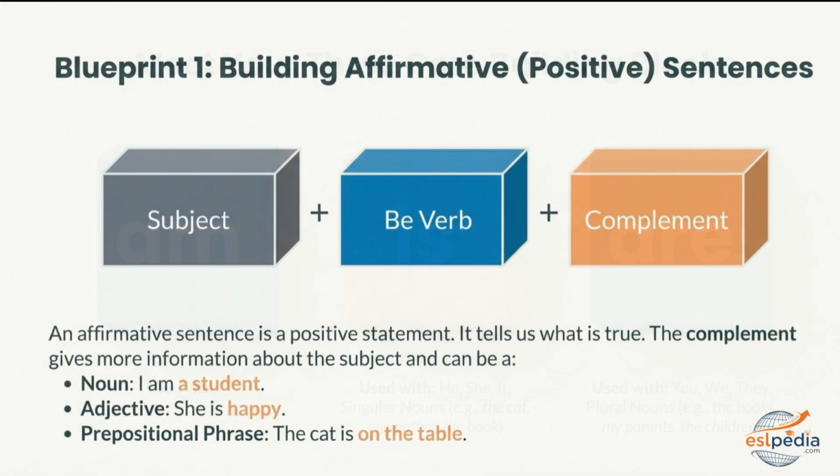Second, let's build a positive sentence. The formula is super easy. Subject plus the be verb plus a complement. So what's a complement? Well, it's just the extra info that tells you more about the subject. It could be a noun like a student, an adjective like happy, or even a phrase telling you where something is, like on the table.